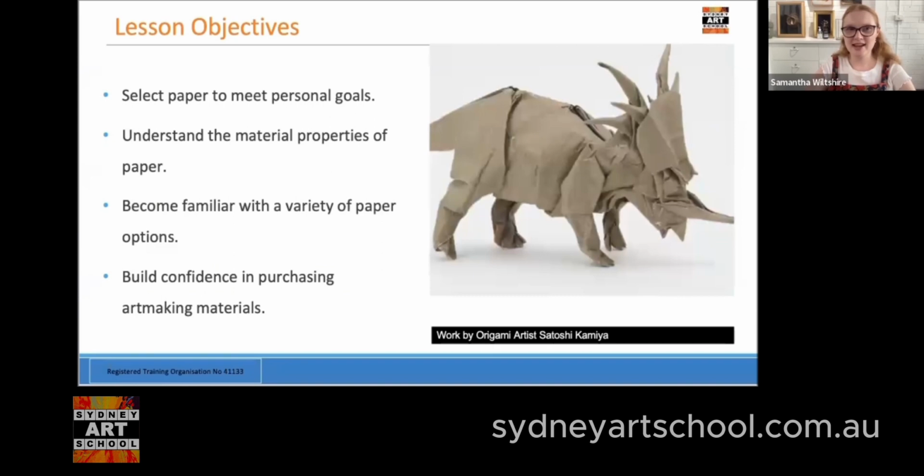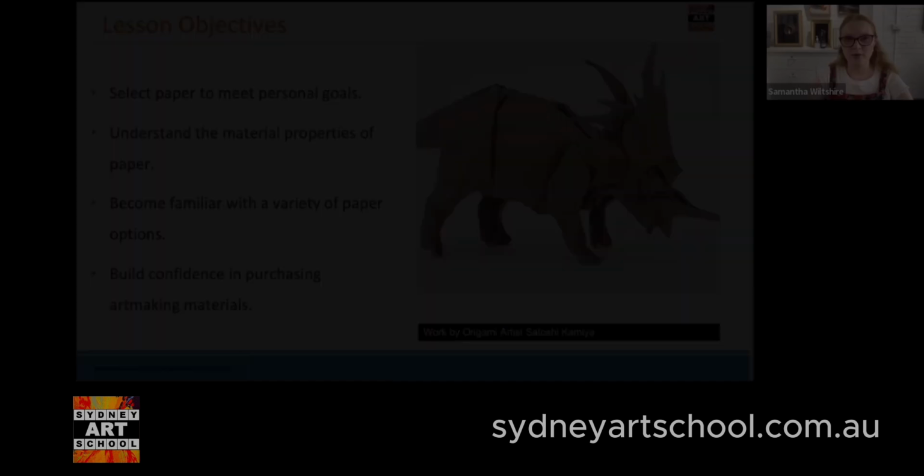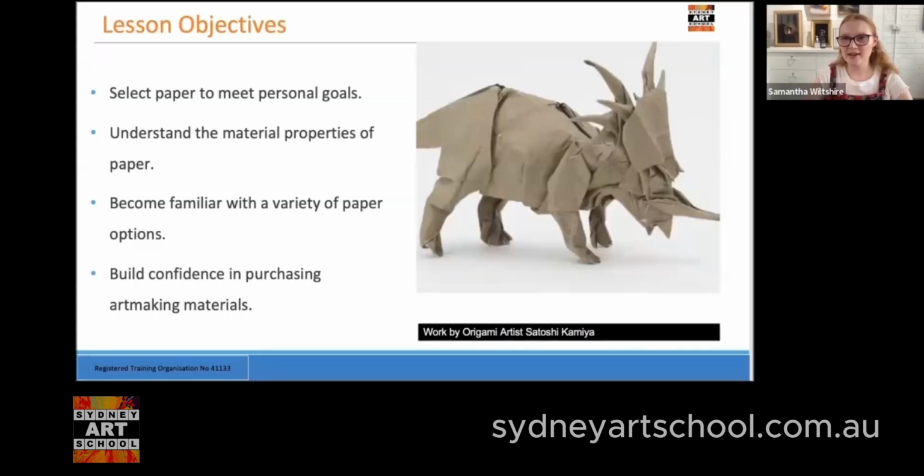So the goals for today are to select paper to meet your personal goals and to suit your preferred materials. We want to understand the material properties of our paper. We want to become familiar with a variety of paper options. And hopefully we're going to build some confidence in purchasing art making materials.